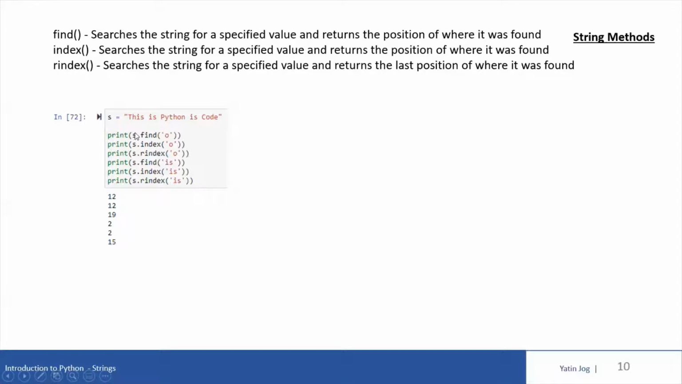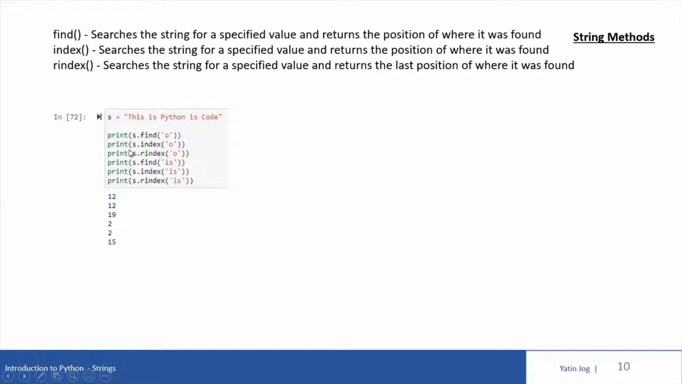Now, if I use print s dot find, and I'm passing the value lowercase o, find will search the string for the specified value, in this case lowercase o, and return the position. It will start from the start index, that is the 0th index, and see where lowercase o is present. Lowercase o is present the first time at this location, so it will return this location. Now what is this location? This is 0, 1, 2, 3, 4, 5, 6, 7, 8, 9, 10, 11, 12. This is the 12th location. So the output of the first print is 12.